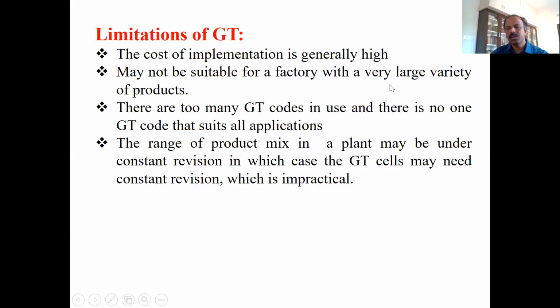Now please understand, if the factory has a very large variety of products, then it is not possible for you to make them into groups, because very large variety means each individual part will become a part family itself. Please understand. If all 100 parts that you are producing are different, the total number of part families present is going to be 100 only. All of them are going to be unique products. For that, if you implement GT, it's a useless affair.